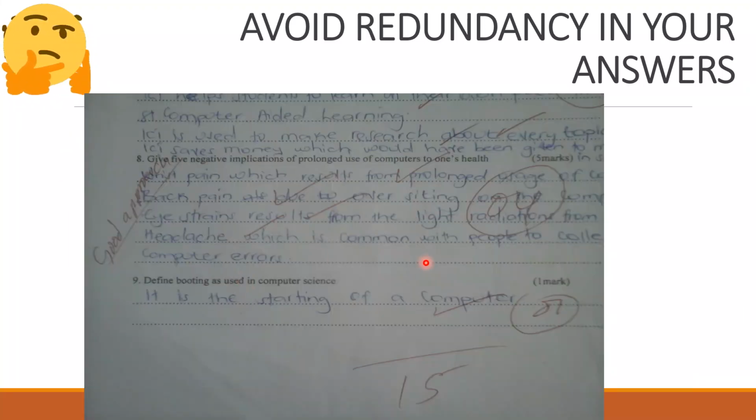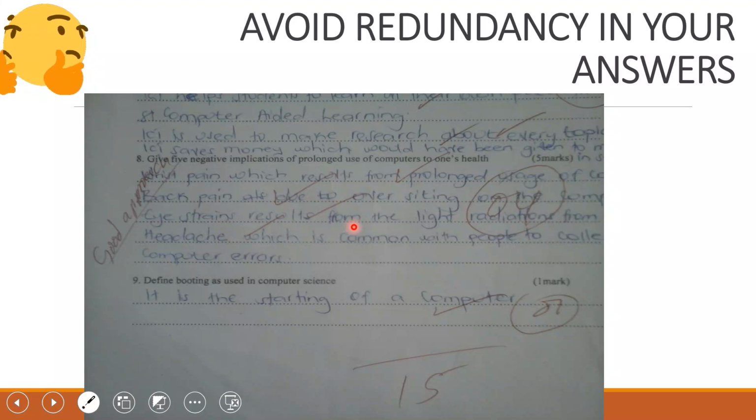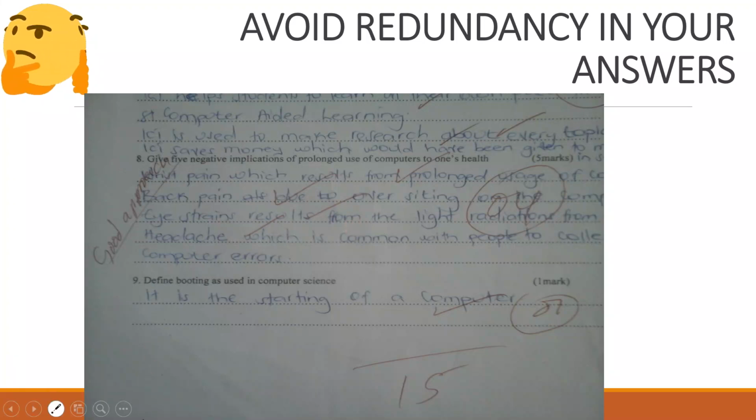More to that, we are giving this other example. We are saying that, for example, where we are saying give 5 negative implications of prolonged use of computers to one's health. Here, we expect you to bring your points as early as you are starting the answer. For example, wrist pain, back pain, eye strain, headache. Then from there, you can continue and explain, but bring your points as early as you can.